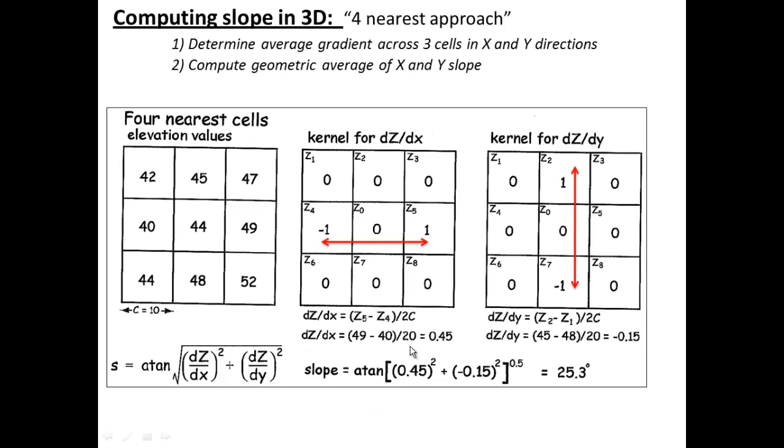In 3 dimensions, it's a little more complicated, and there's a number of different ways to compute slope. One simple way is called the 4 nearest approach, and basically what you do is you compute the slope in the x direction, you compute the slope in the y direction, and then you use the Pythagorean theorem to actually compute the slope as a function of that x and y slope, in this case 25.3 degrees.